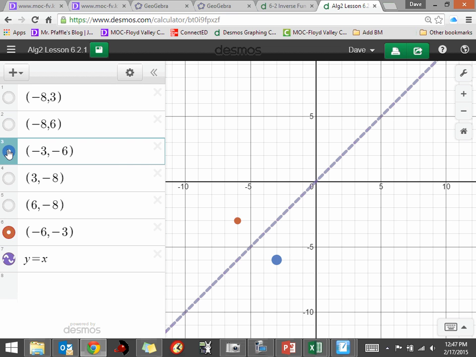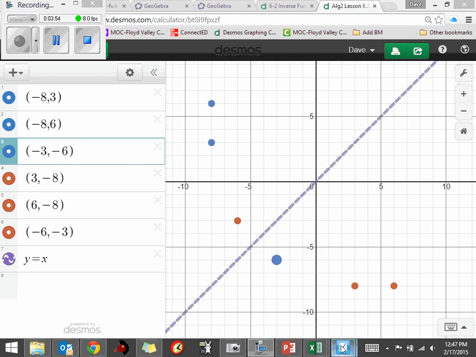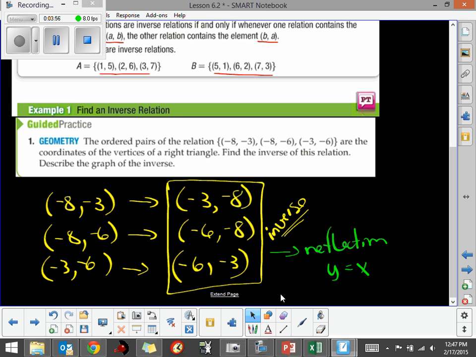And our final set of ordered pairs are the -3, -6 gets turned into a -6, -3, and we can see the reflections across the line y equals x of each of these ordered pairs. Apologize for not being able to make the triangle, but the markers would not write on that surface. So that's what we're asked to do in that first example. We're supposed to create the set of ordered pairs and then describe what the graph will look like. And if we do it correctly, they should be a reflection across the line y equals x.